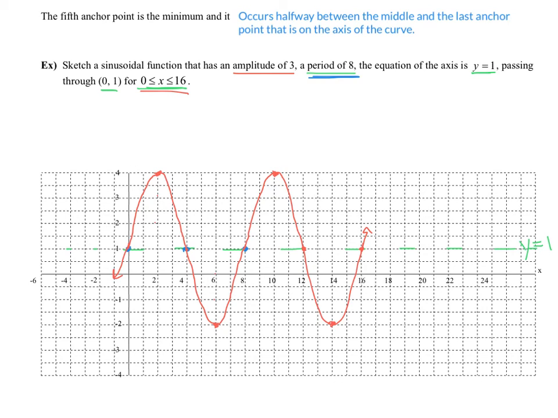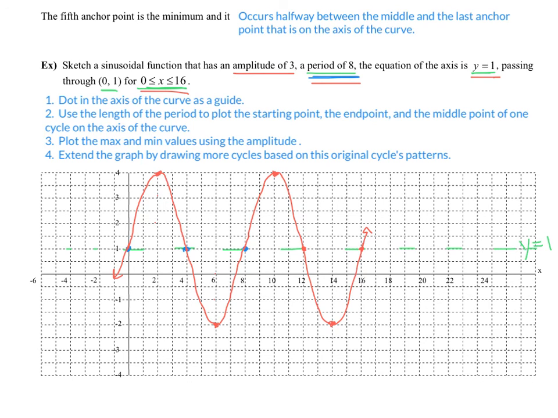Okay, so stepwise, sketch in your axis of the curve. Plot your first, last, and middle anchor points on that axis of the curve using the length of the period to get there, and then use your amplitude to get where your max and min will go. I'm going to type those steps up here, and you might want to copy those down in your notes as well. So it'll take some practice to get this figured out and to get good at it, but with practice you should be able to get good at it.